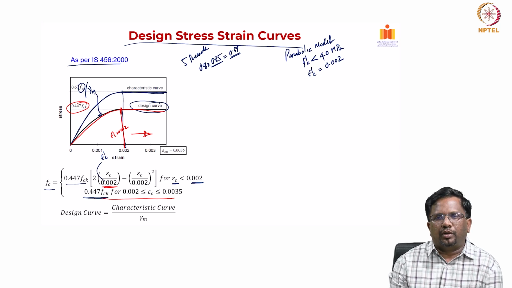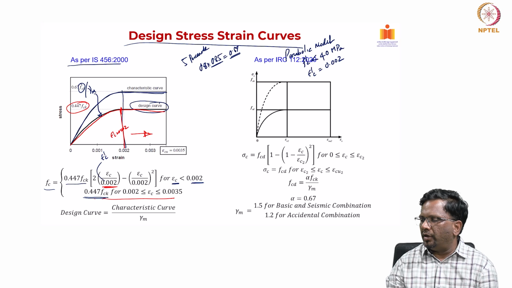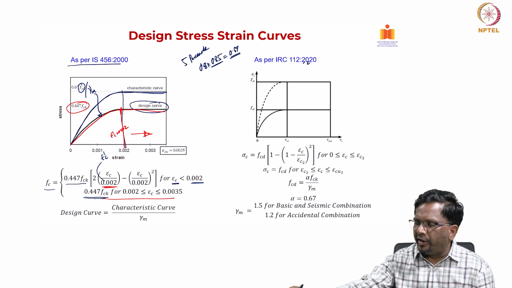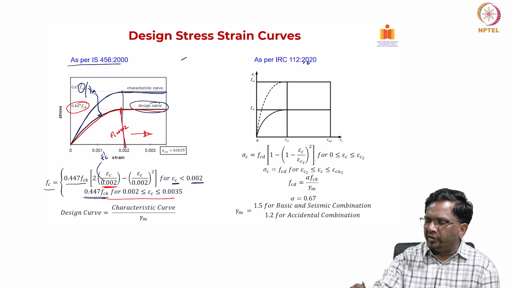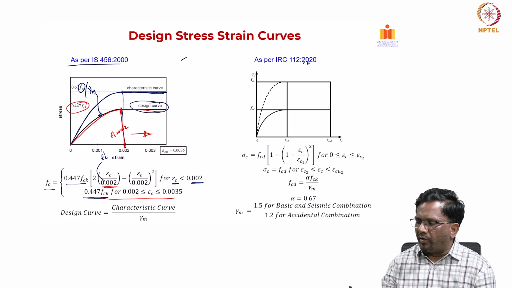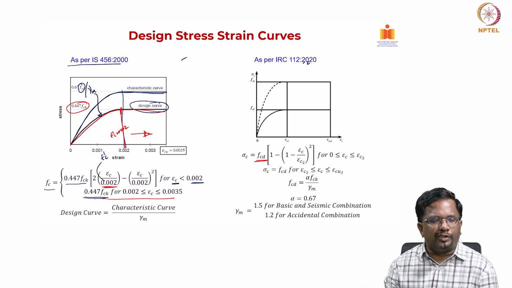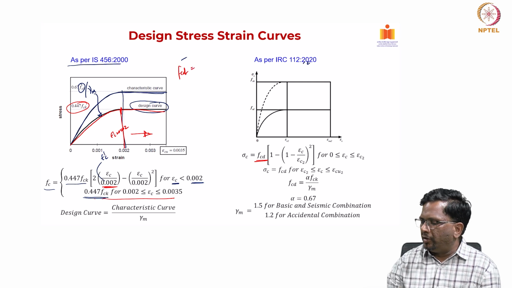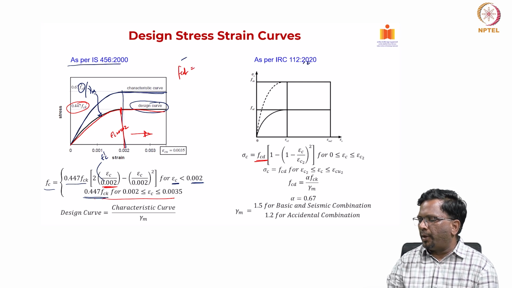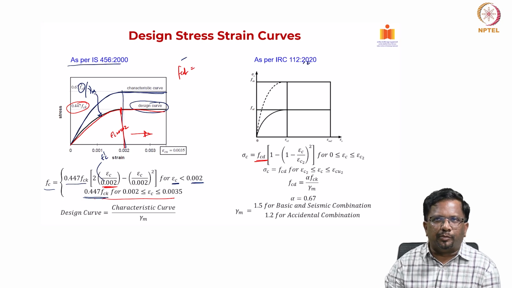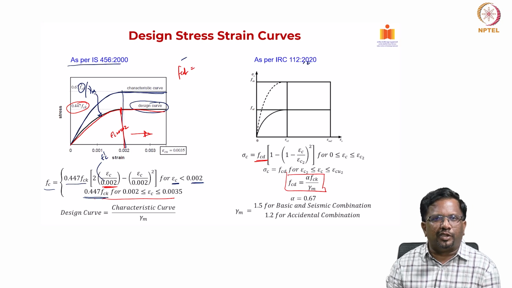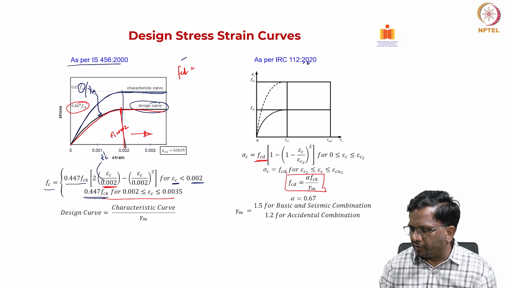Now, let us see what the IRC 112 specifies. It is also exactly the same type of curve, which is a parabolic curve, and they call this FCD, which is a design curve. Now, what is FCD? FCD is nothing but the design strength, which is alpha FCK by gamma m. That is what they define here. Now, what is alpha? 0.67. That is exactly the same as what is given in IS 456, right.